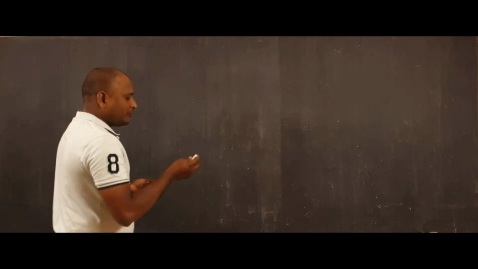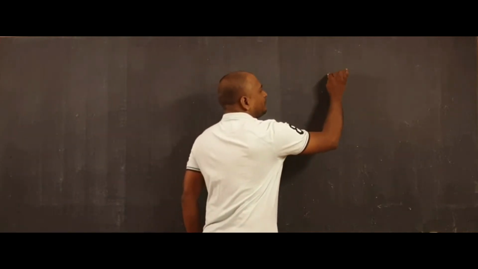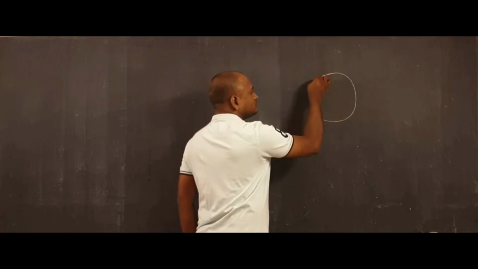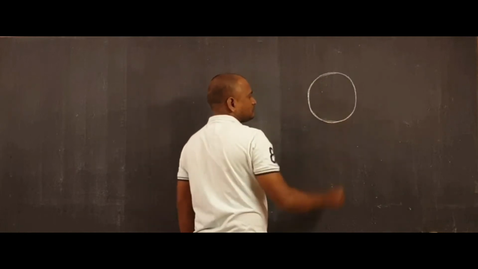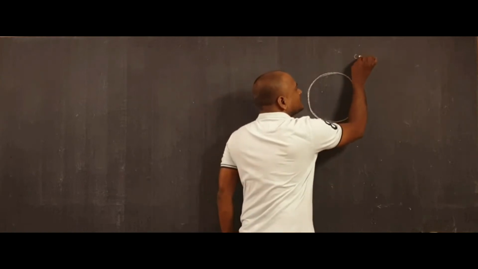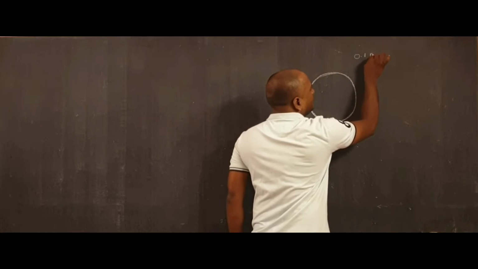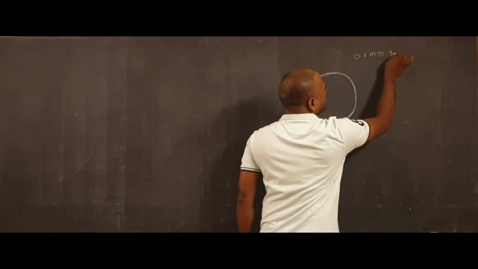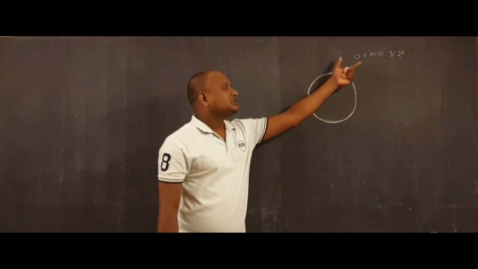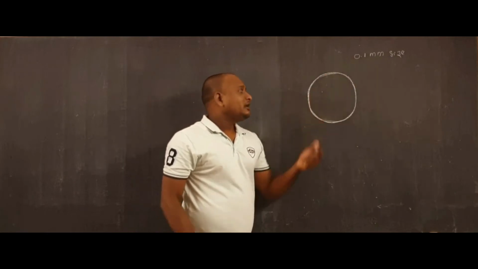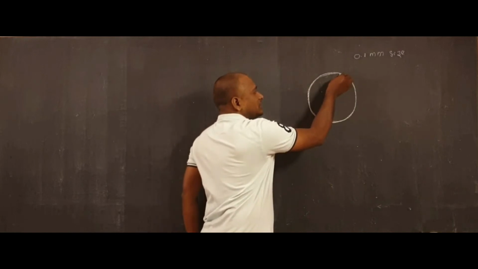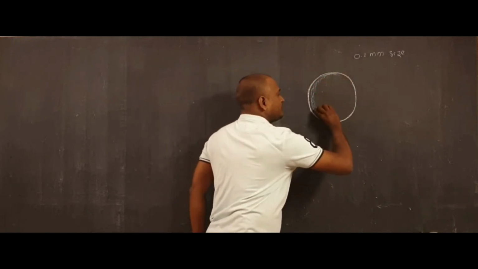When you observe the female gamete, it is round in shape, and generally the size of the female egg cell is 0.1 mm. What is the size of the female egg cell? That is 0.1 mm in size. Inside the female egg cell, cytoplasm is present.